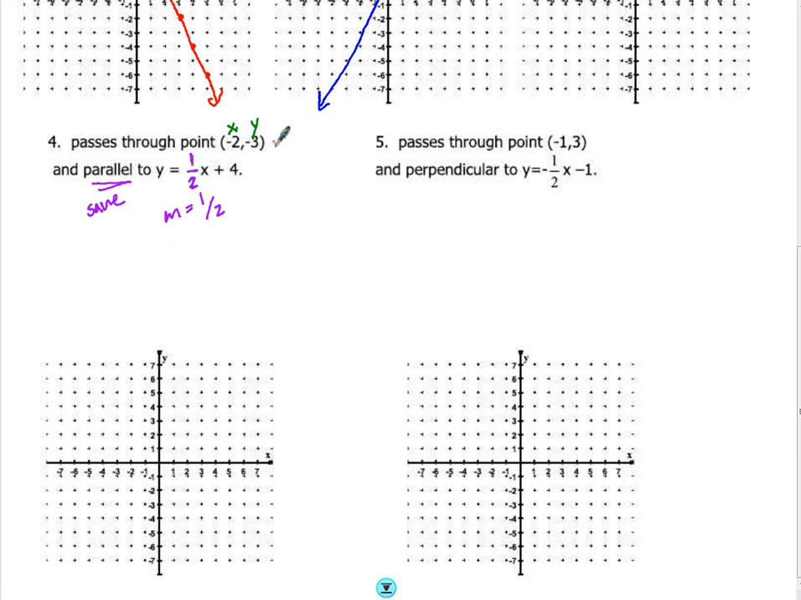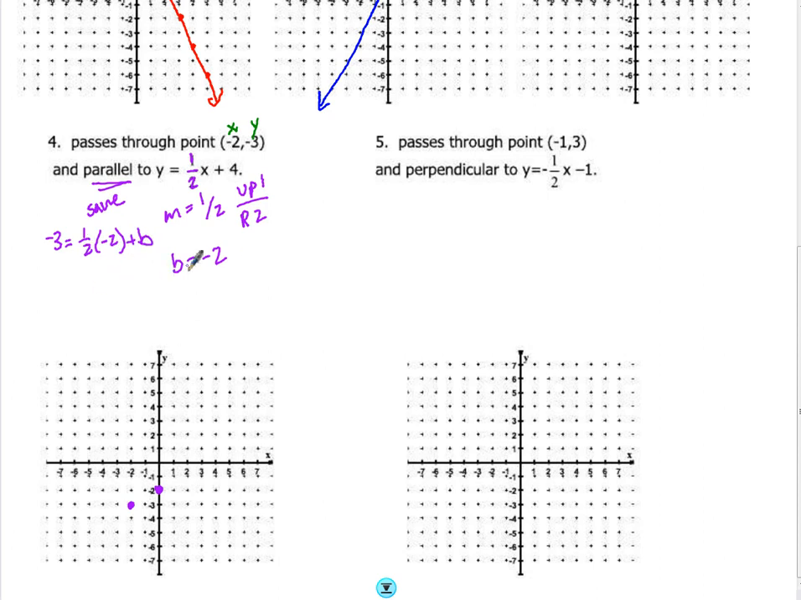So what I'm going to do is plot my point, negative 2, negative 3, and I'm going to follow my slope. I'm going to go up 1, and I'm going to go right 2. Up 1, right 2. Nice thing is I cross my y-axis at an integer, which is b equals negative 2. I could have also found that by plugging in x and y and my slope and solving for b. Either way, you get that b value of negative 2.